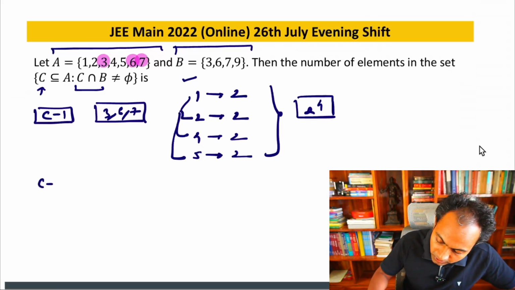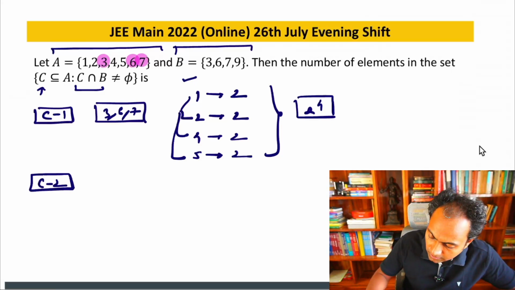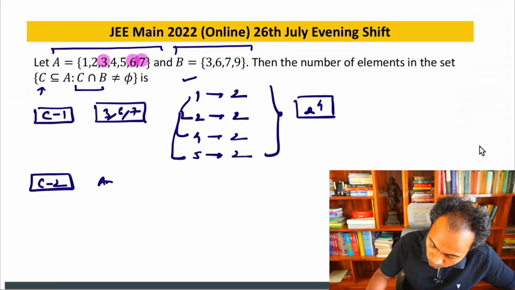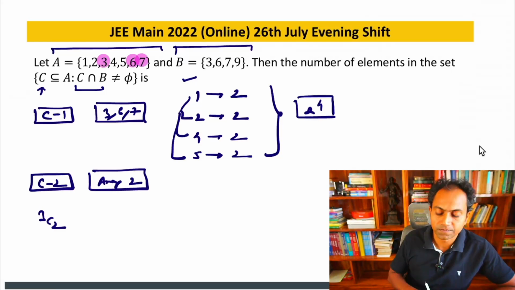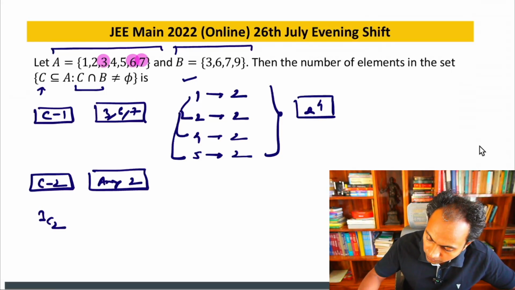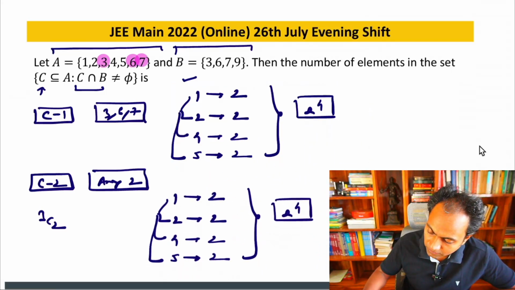Now corresponding to case 2, what is happening? I can take 2 out of this 3, 6, 7. So now out of 3 elements, I can take any 2. So if I take any 2, how many cases are possible? Out of 3, I can take 2 in 3C2 ways. And then out of 1, 2, 3, 4, 5, we can repeat this idea. It can happen in similar number of ways. So this part will remain same.